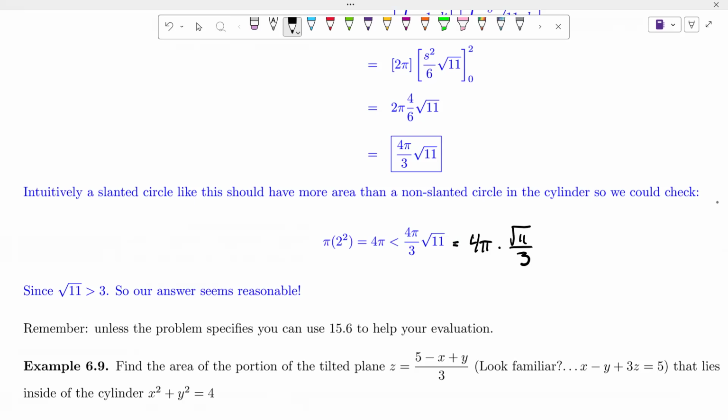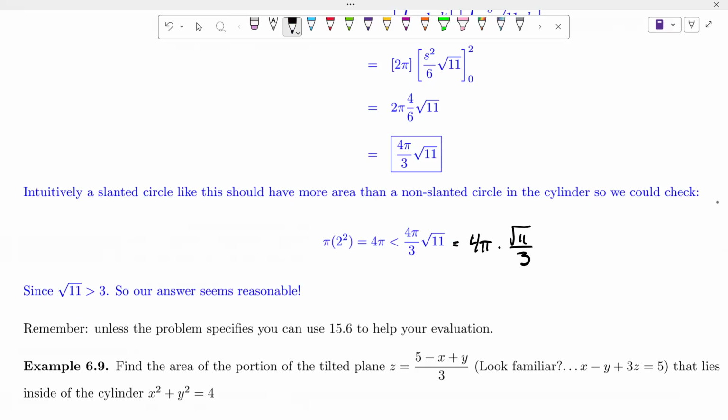And square root 11 is more than the square root of 9. So that coefficient at root 11 over 3 is going to be bigger than 1. So a value larger than 4 pi is my argument there. Cool. So, hey, yeah, since root 11 is bigger than 3, it's right there.